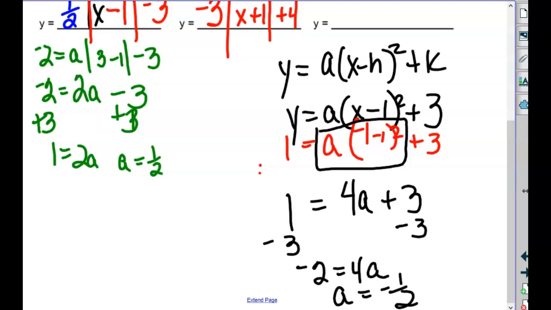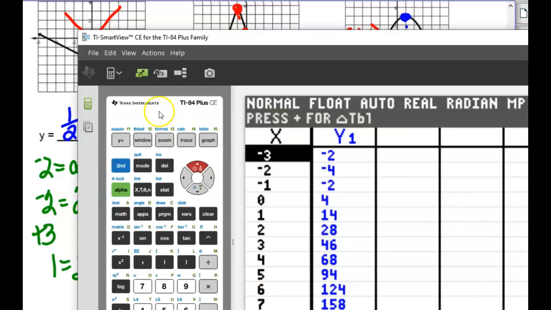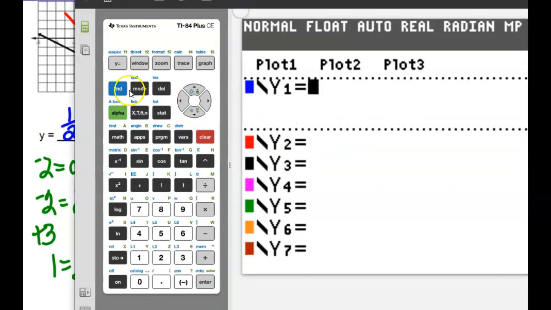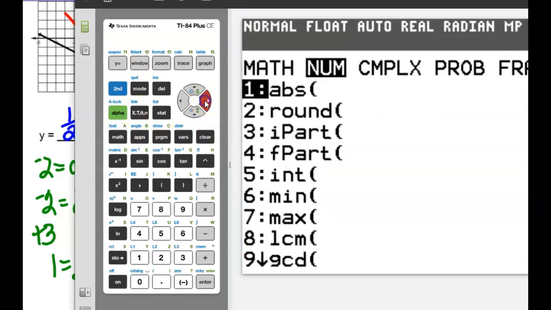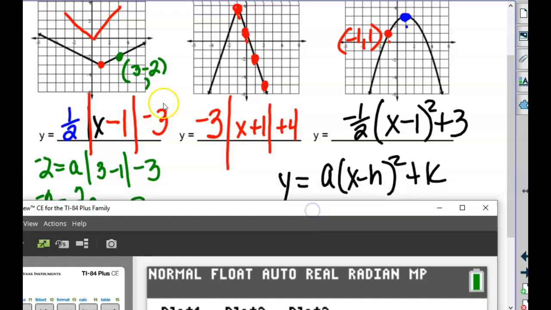Anybody else get -1/2? Could you type that in your calculator and make sure it looks exactly like that? Do you remember where the absolute value is on your calculator if you wanted to test like this one? Sort of. It's under math, and then arrow over is absolute value. Okay.